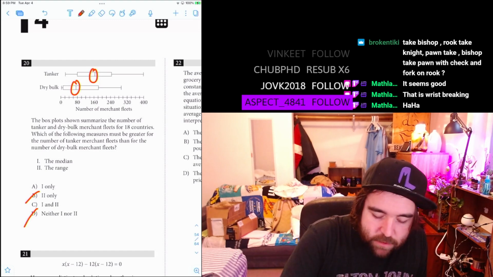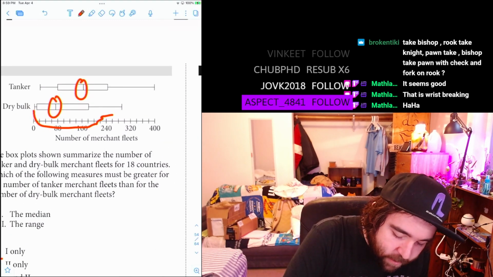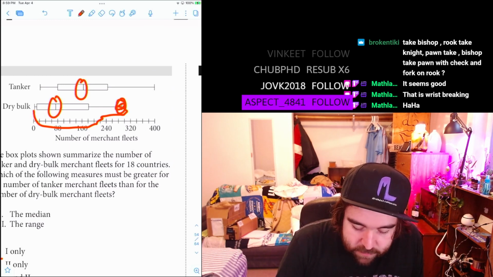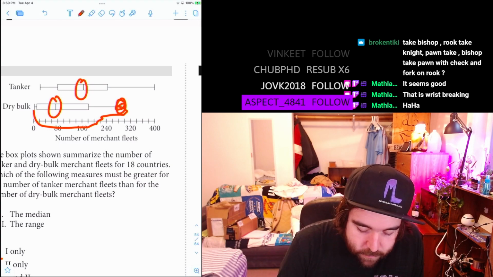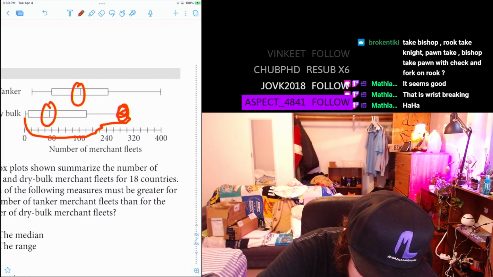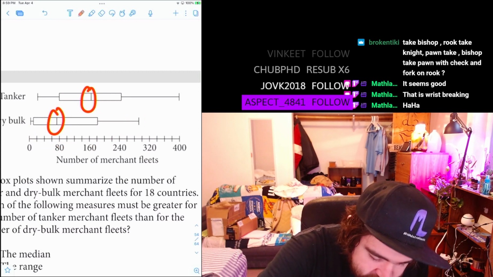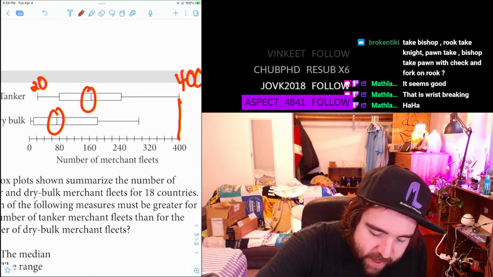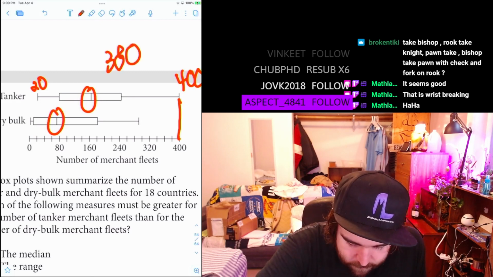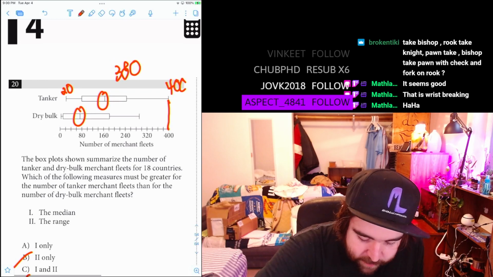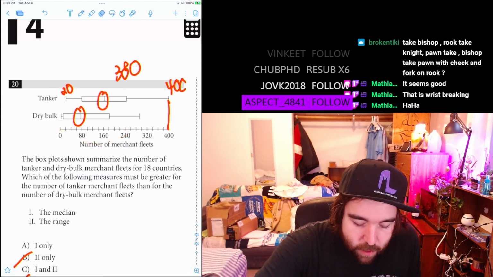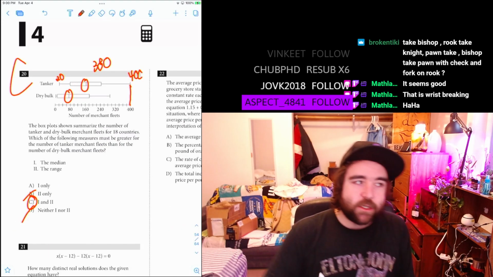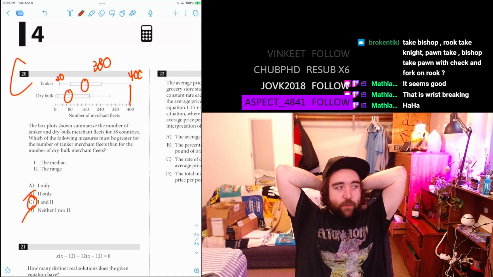But is the range higher? So what is the range? The range is like the minimum to the total maximum. So it looks like for there it's about 0 to 300-ish. Do I have to actually calculate these? Hold on. This is 20. This is 400. So the range on top is 380. That's definitely bigger than the bottom one, because the bottom one is like 0 to 300 something. So yes, the range is also bigger. So 1 and 2. The range is just biggest to smallest. That's the way you should be thinking about that.